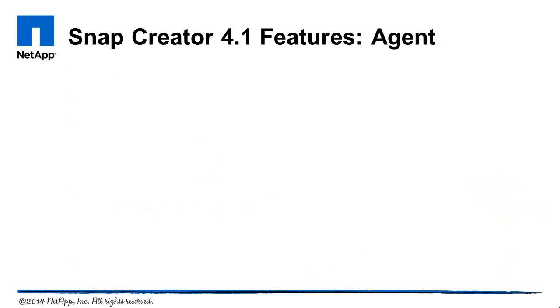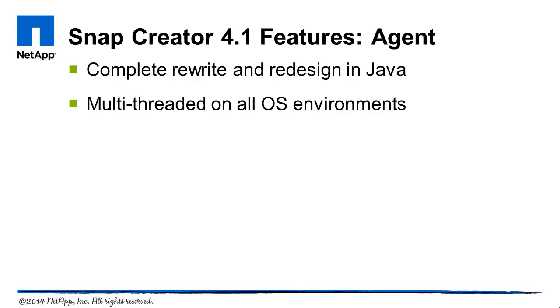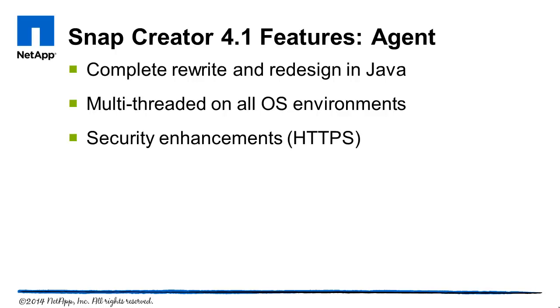But most of the focus in Snap Creator 4.1 was on the agent side. The 4.1 agent was completely rewritten and redesigned in Java. This will significantly increase the scalability of the Snap Creator agent. Making this change allowed us to develop an agent that's multi-threaded in all operating system environments. And we've also continued with the security enhancements on the agent side.